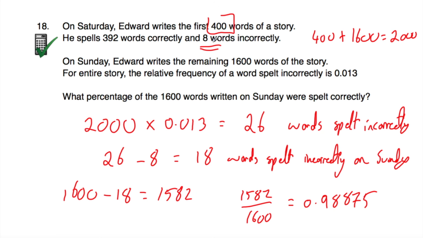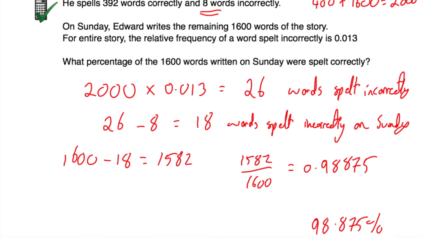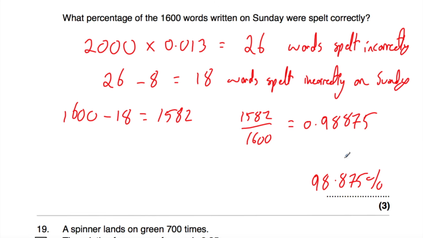8 of those words were spelled incorrectly on Saturday. So that means the rest of them, the 18, were spelled incorrectly on Sunday. That means of the 1,600 words that he wrote on Sunday, the 1,582 of them were spelled correctly. We wrote that as a fraction, and then changed that to a decimal, and then to a percentage, and that's the percentage of words that he spelled correctly on Sunday.